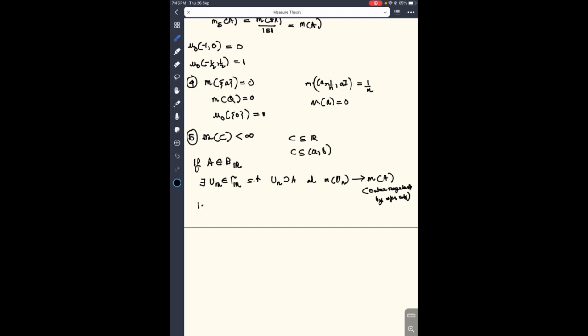And second, if A belongs to the Borel sigma algebra, for this finiteness is needed: M of A is finite. There exist K_n subsets of R such that the K_n are compact.